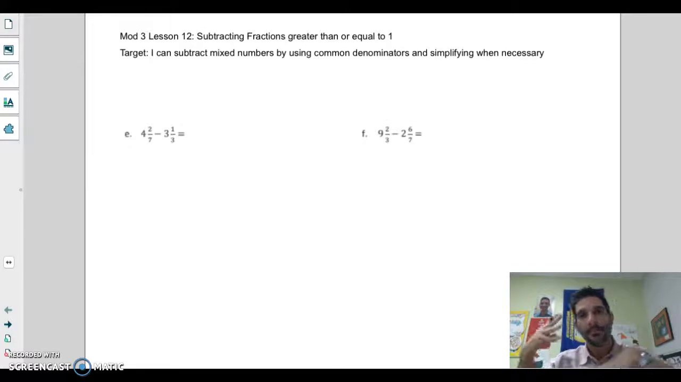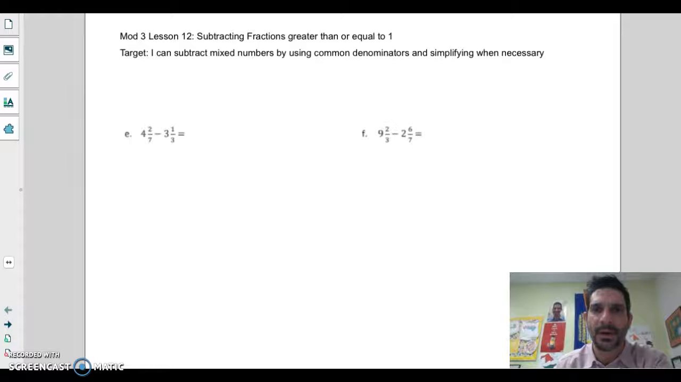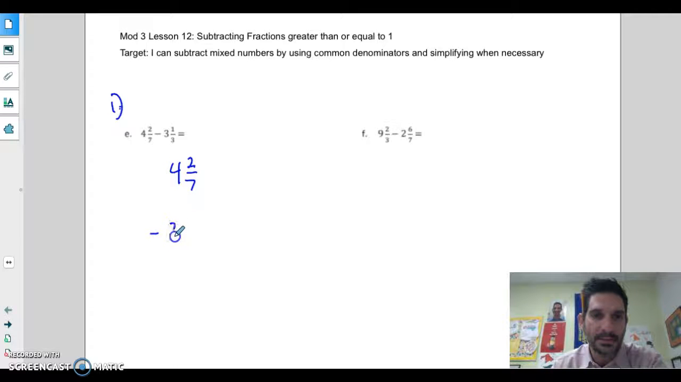Lesson 12, Mod 3, subtracting fractions, mixed numbers. Let's get it going. Same stuff, but it's bigger and better. So we're going to do E first, and this is number 1. So we're going to do 4 2/7 minus 3 1/3.